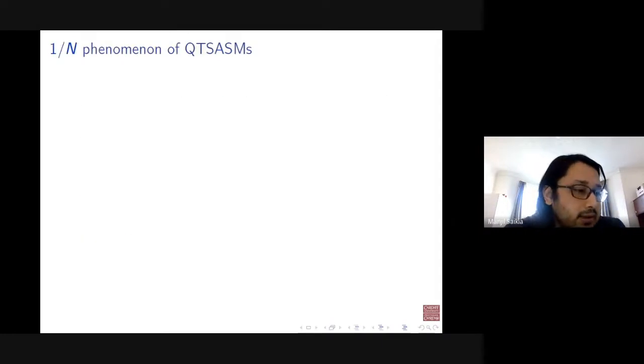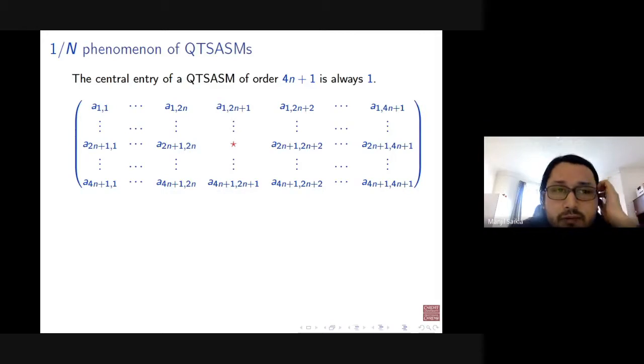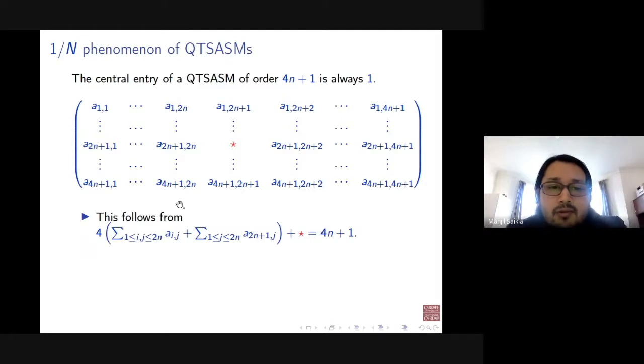Towards the last part of the talk, I want to show a different kind of refined enumeration, which is called the 1/n phenomenon of quarter-turn symmetric ASMs. So the first observation is the following. The central entry of a quarter-turn symmetric ASM of order 4n plus 1 is always 1. This is the central entry that I'm interested in. So how to find this? What you do is the following.